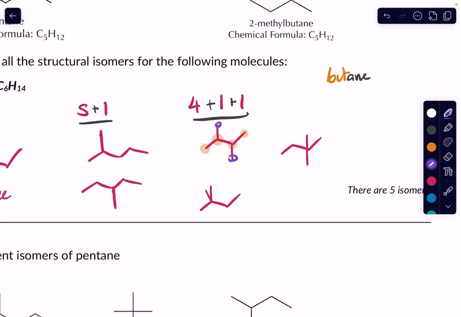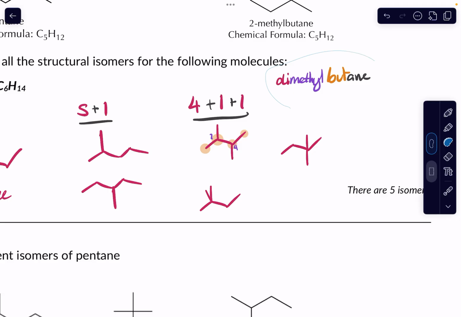I've got 1 branch here and 1 branch here. That branch has 1 carbon in it, and this has 1 carbon in it. So I've got a methyl over here. So I've got a methyl on carbon number 2, and I've got a methyl on carbon number 4. So I've got 2 methyls. The way we name this is dimethyl. So this is dimethyl butane.